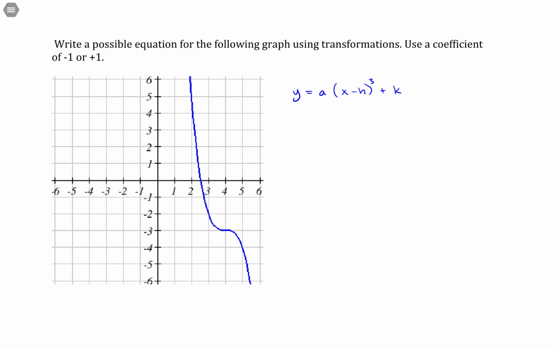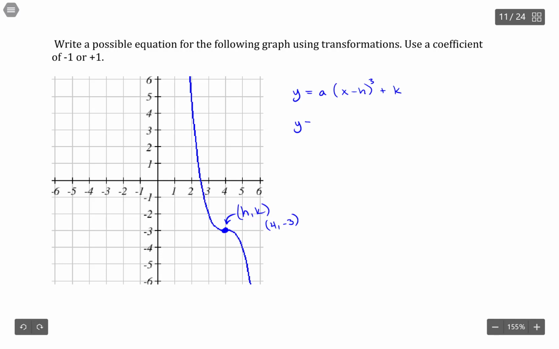The values of h and k come from this special point right here. So the coordinates of this point are h and k. If we notice here, the coordinates of this point would be 4, -3. So let's plug those in.